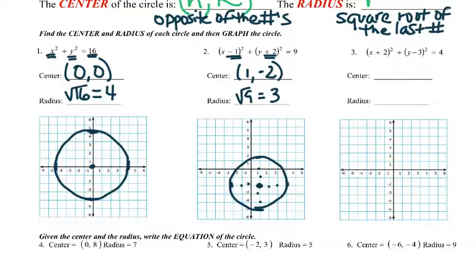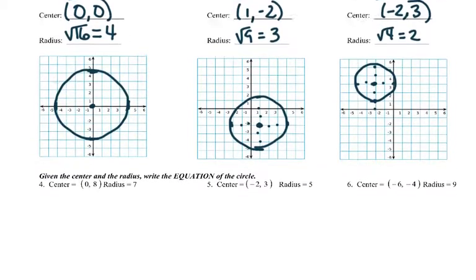The last one, now we're following our pattern, the opposite of the numbers, so negative 2, positive 3, and then the square root of 4 equals 2. So ordered pair negative 2, positive 3 is here. And then the square root of 4 is 2, up 2, down 2, left 2, right 2, and then I just connect them to make my circle. Graphing a circle.